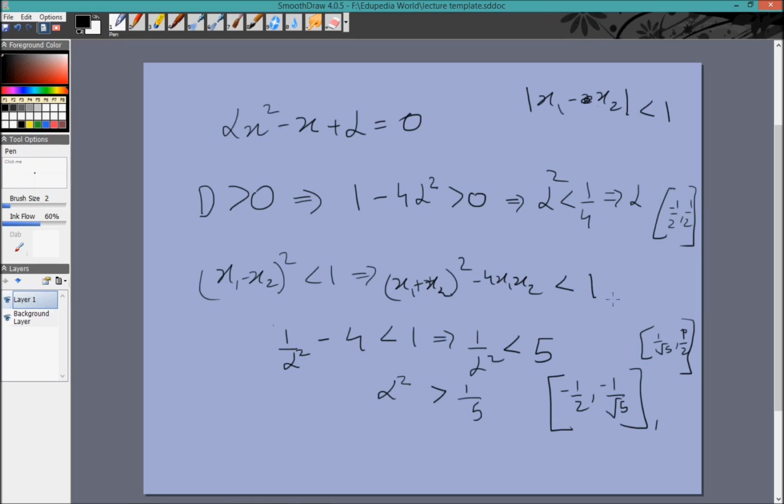We can see option A does indeed lie in this interval. Option A is minus 1 by 2 to minus 1 by root 6. And since root 6 is greater than root 5, that actual interval lies within this interval. Right, the second and third interval do not lie, and the fourth interval is 1 by root 5 to 1 by 2, which also lies within this. So the answer would be A and D.